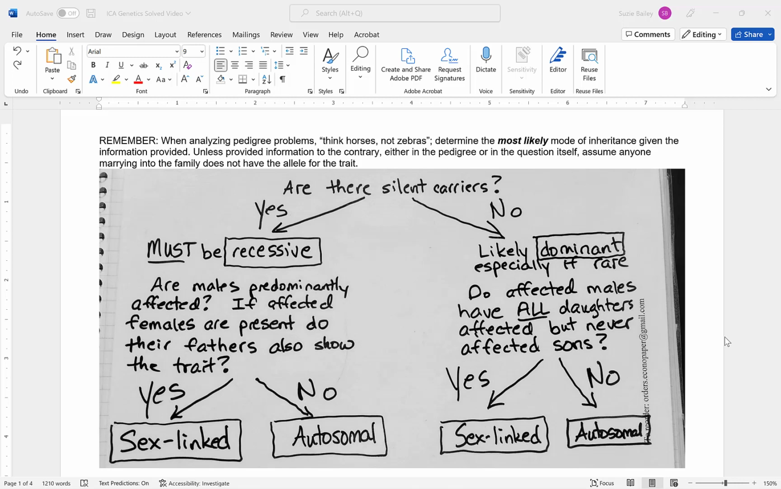In this video, I'm going to walk through question number 7 on the genetics in class assignment problem set and show you how you can work through these pedigree problems and come up with the most likely mode of inheritance and then solve the probability questions that you're given.